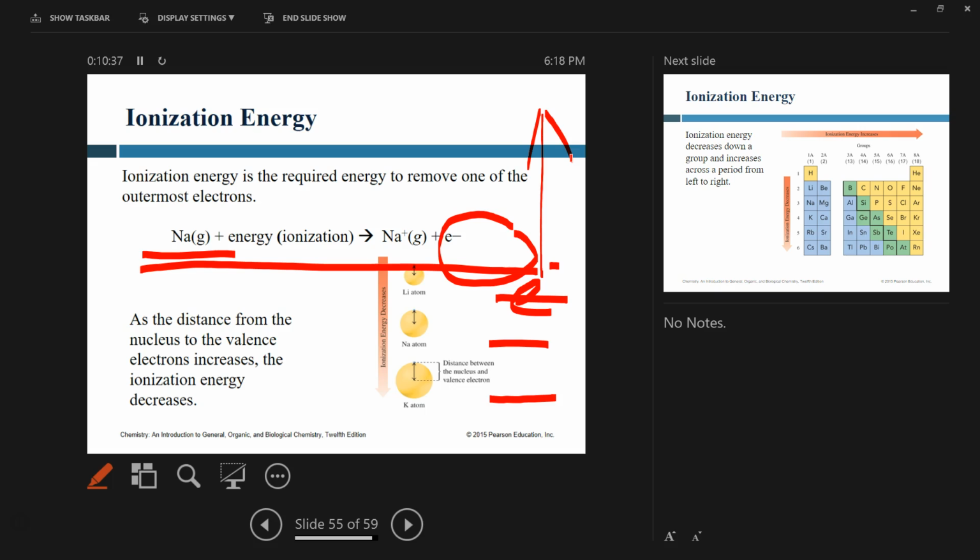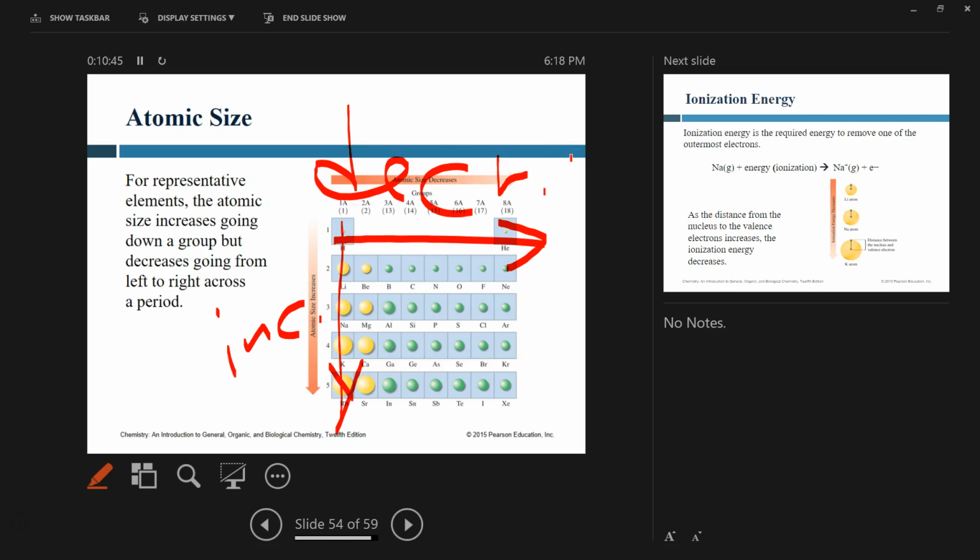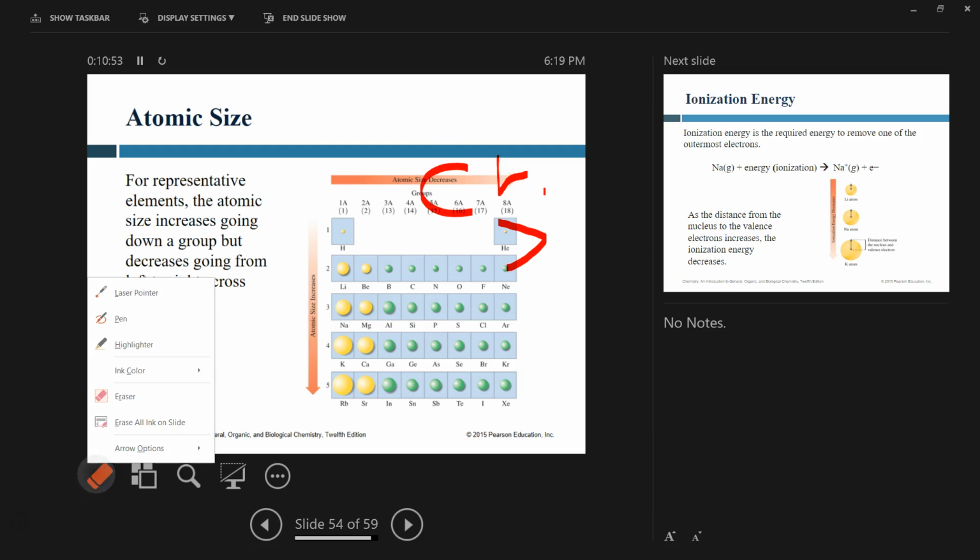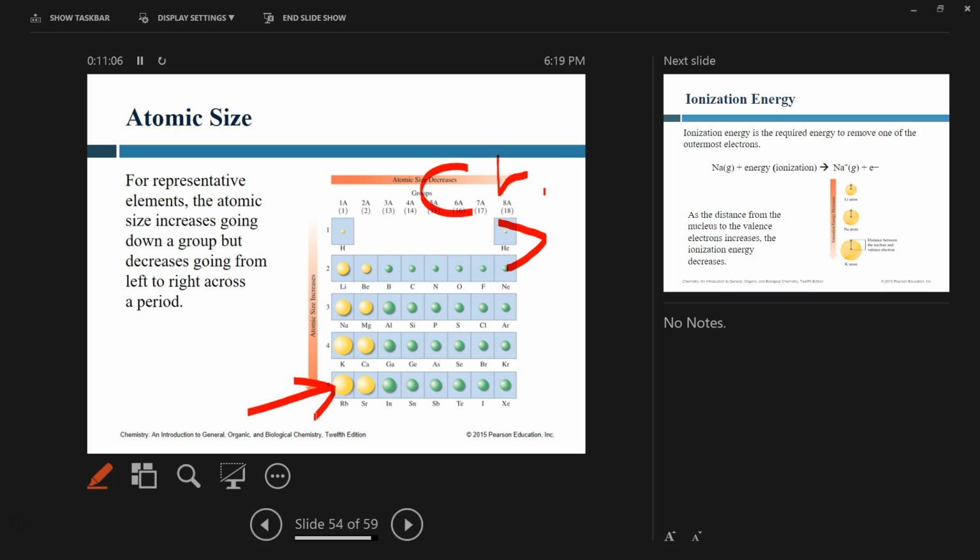Now let's talk about the changes. Let me go back. First, let's talk about the group. This picture shows you the change in the size of an atom in the group, and the size increases from top to bottom. Obviously, the outer shell in the atom of rubidium is going to be farther from the nucleus than the outer shell in the atom of lithium. Does that make sense?